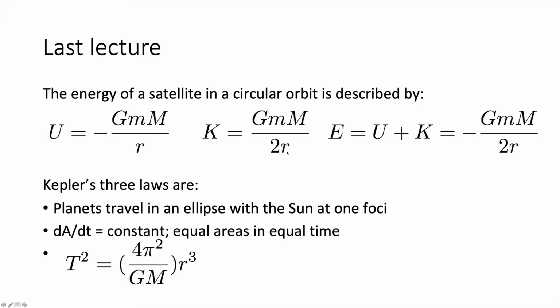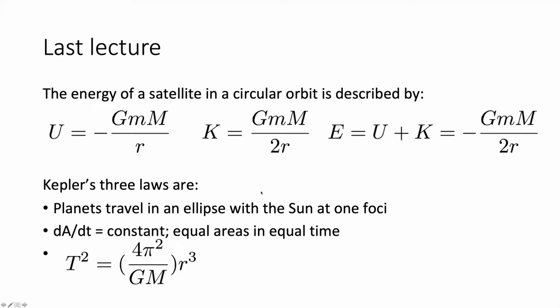Now, if this was an elliptical orbit, we just replace r with a, which is the length of the semi-major axis. And the total mechanical energy is equal to minus GMm on 2r, and again we can replace the r with a for an elliptical orbit.